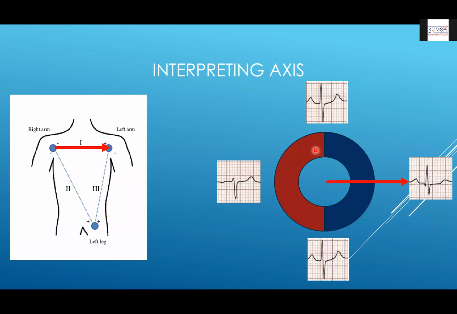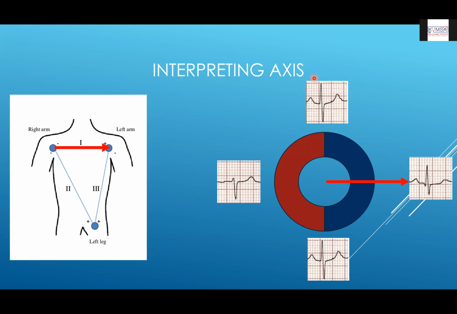So whenever you're looking at a lead itself, it gives you clues on the direction that electricity moves towards. So if we're looking at lead 1, we're looking through this plane in your body, this plane going towards the left arm. If there's any positive deflection in the QRS, that means that the electricity is coming towards you, so it's coming towards the left arm. If there's a negative deflection in the QRS, it's moving away from you, so it's moving in the opposite direction. So negative is always opposite direction.